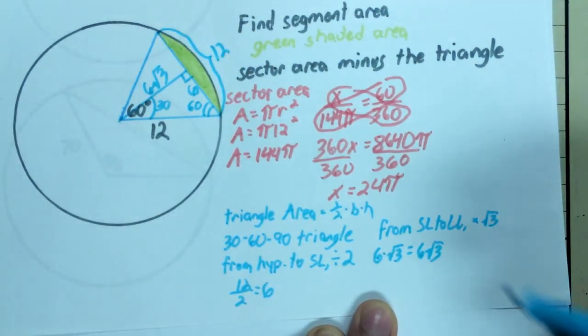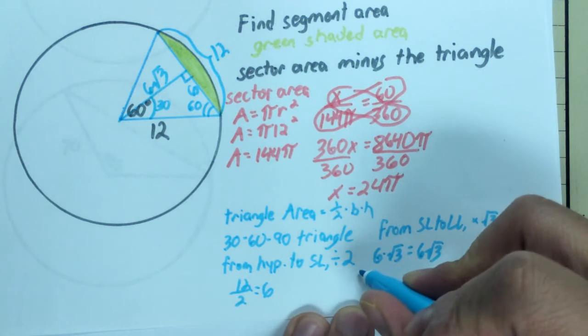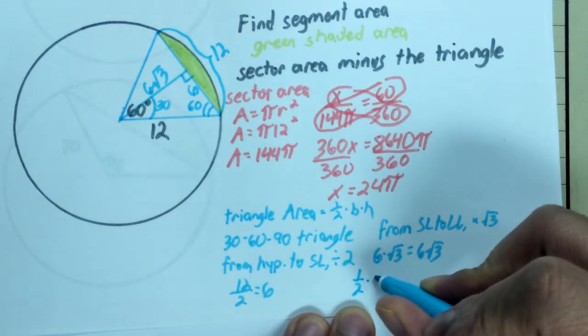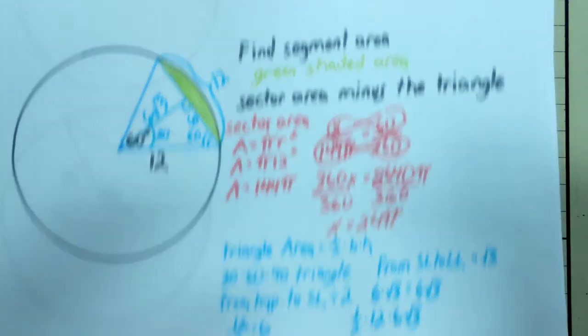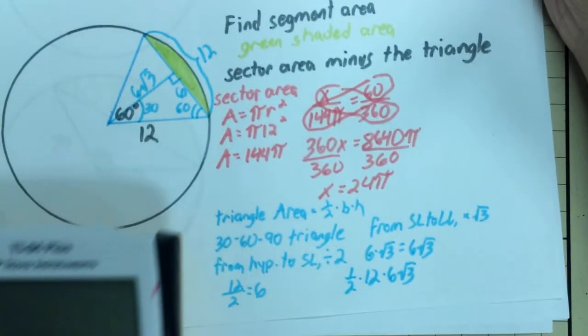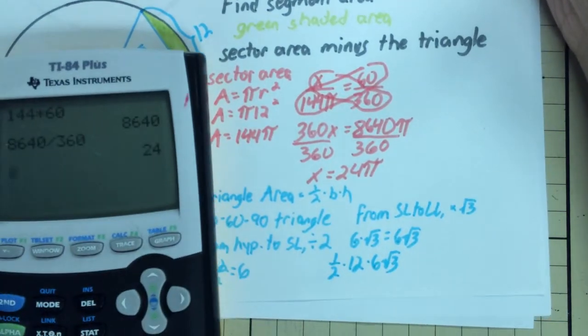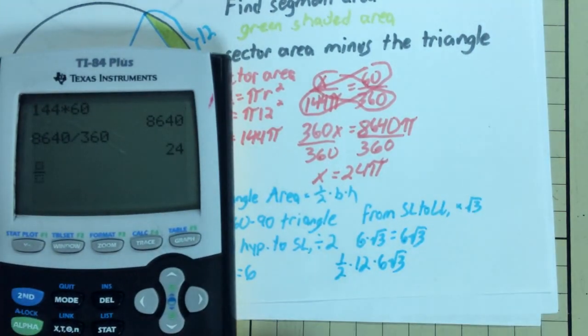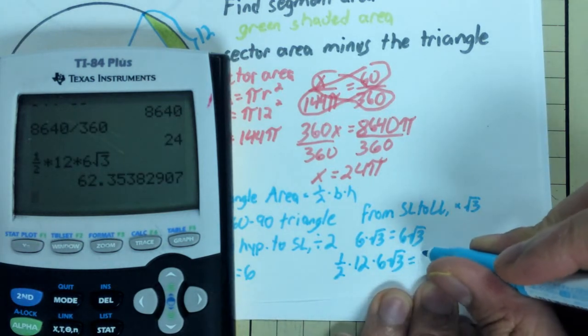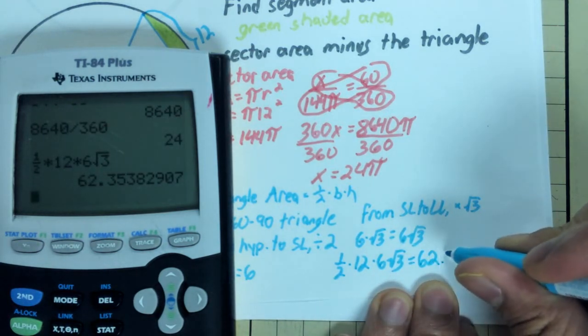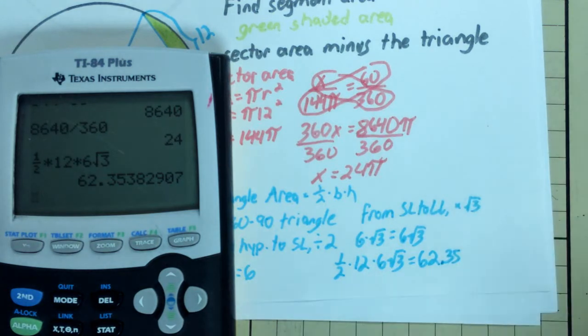So now we can find the area of that triangle. Area of that triangle is 1/2 times base, 12, times height, 6 square root 3. Let me go to my calculator for this. One half times 12 times 6 square root 3 is 62.35, which is the area of my triangle.